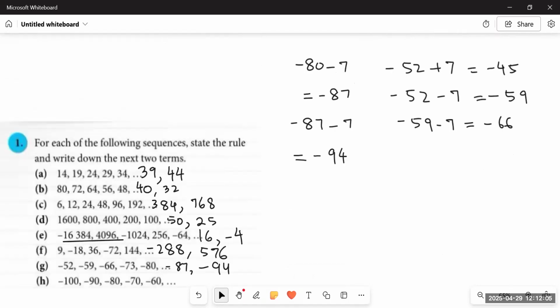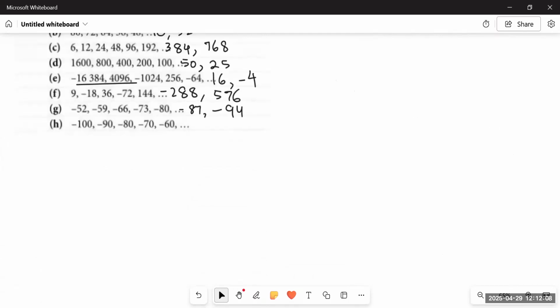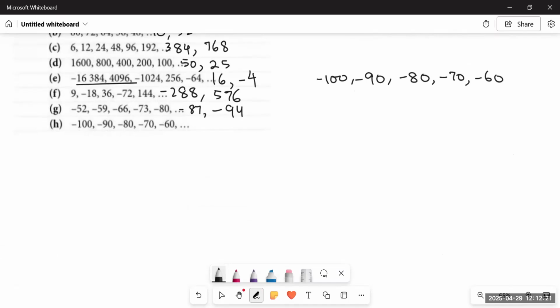Here the rule was subtract 7 from each term. Minus 100. Now the numbers seem to be decreasing. It means we must add something to it. And if you look, you will find that there is a common difference between each two terms of 10. 100 minus 10 is equal to 90. 90 minus 10 is equal to 80. 80 minus 10 is equal to 70. 70 minus 10 is equal to 60. But is it minus? No, it's not, because if I do it like minus 100 minus 10, I won't get minus 90. Instead, I'm going to get minus 110, which is wrong.